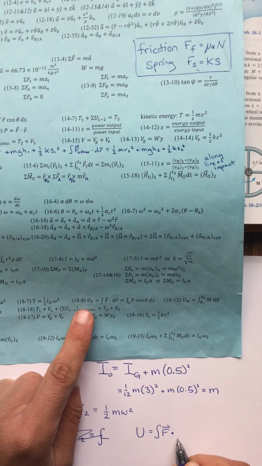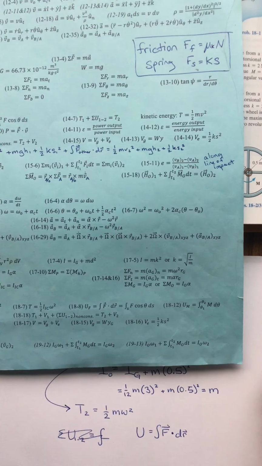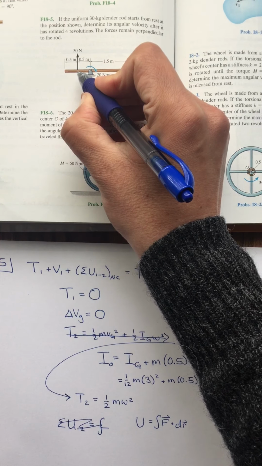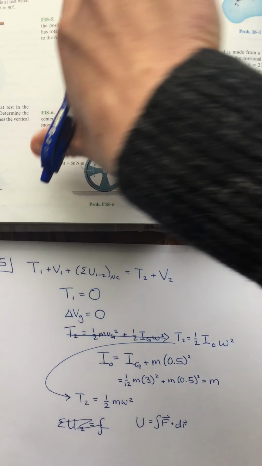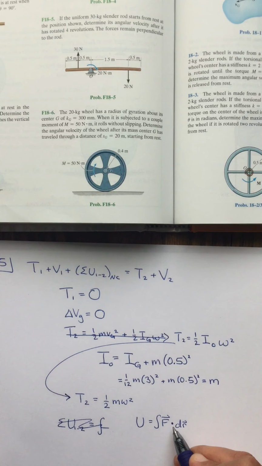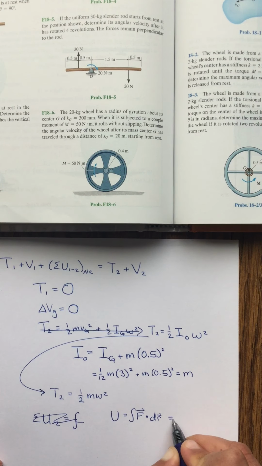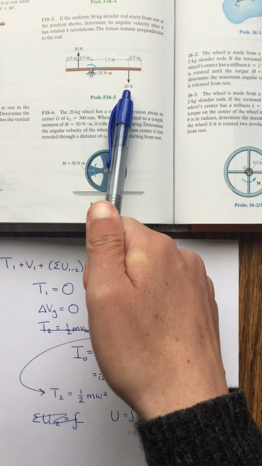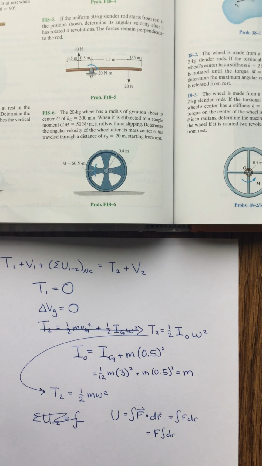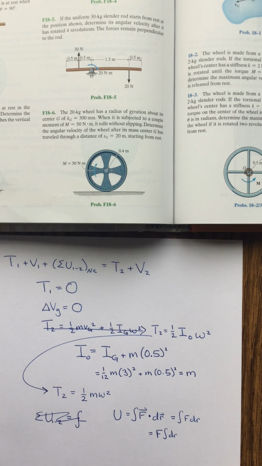the force dotted with the displacement. For this force, this point is moving in the same direction as the force because the rod is rotating this way. This point is moving in the same direction as this force. So for either one of those forces, when you do the dot product, you would just get F dR. Both of these forces are constant, so you can pull the force outside. And then you'd get delta R or delta S.